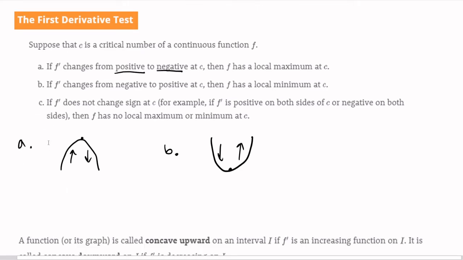C, what if it doesn't change sign? Cubics are functions that this happens with. Here will be a possible critical number, right here. This is my critical number. I'm increasing, I hit the critical number, which is this plateau idea. The derivative is 0, but then right as I bump off of that, I'm just increasing again. So no max or min.